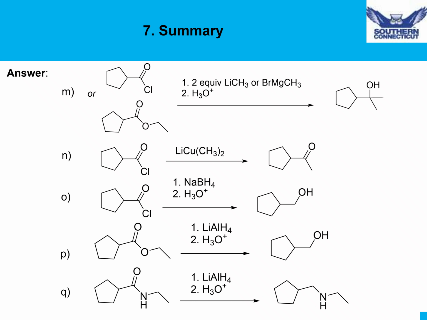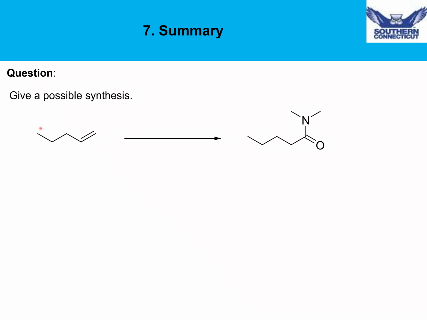Here we're going to attempt the synthesis example, starting off with an alkene which has 1, 2, 3, 4, and 5 carbons, and convert it into an amide which has 1, 2, 3, 4, and 5 carbons, plus the two methyl groups on the nitrogen.